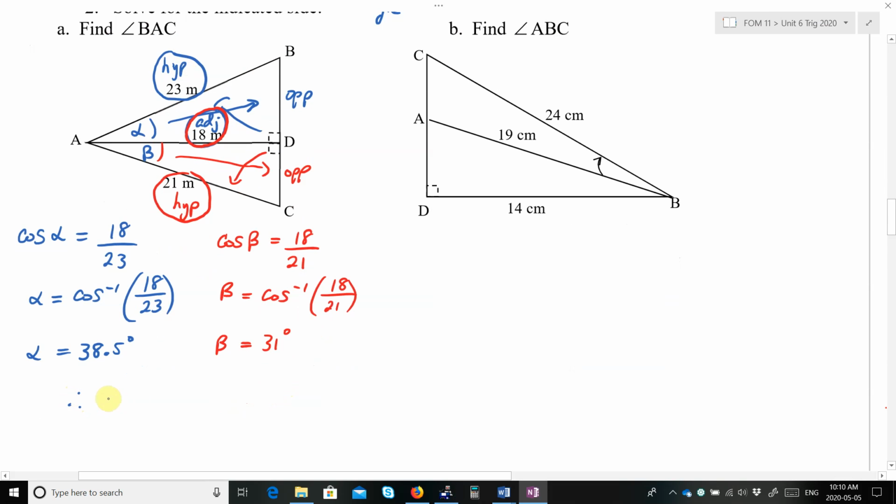And so we can say, therefore, angle BAC is equal to alpha plus beta, which is 69.5 degrees. Okay, and if I look at the answer key, 2A is 69.5 degrees. Perfect.